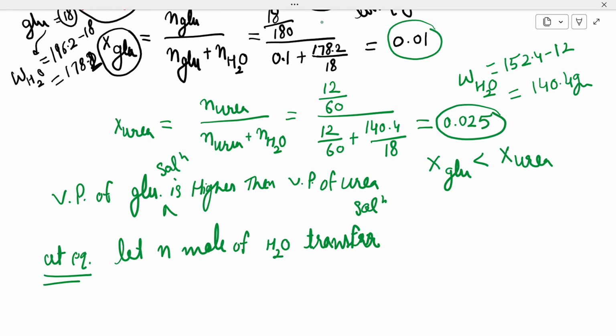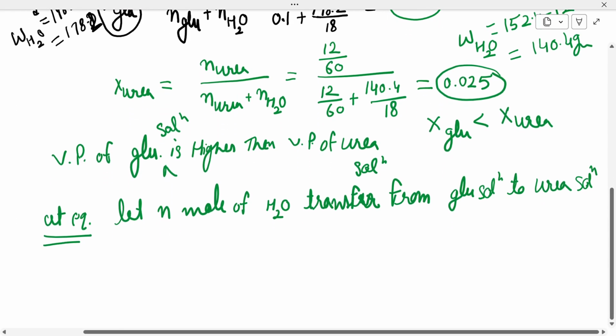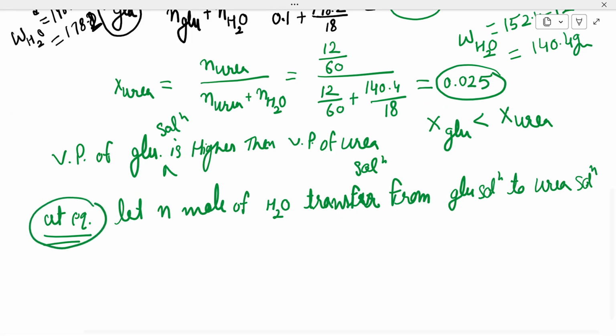So at equilibrium, let n moles of water transfer from glucose solution to urea solution. So the amount of water in glucose solution will be decreased and the amount of water in urea solution will be increased.